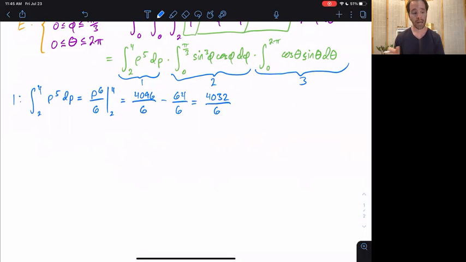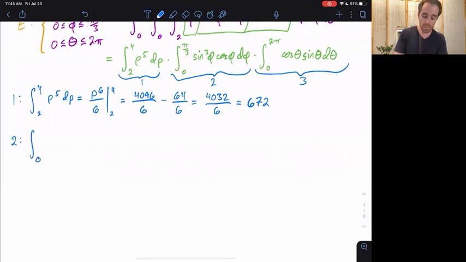So let's see. 6 goes into 3,600 600 times, and now we need 432 more. So it will be 600 and something. 432 more is 70 for 420, and then 2 more for the 12. So this would be 672. All right, now integral number 2.